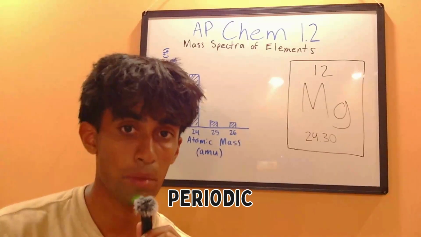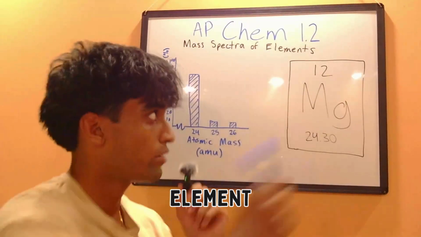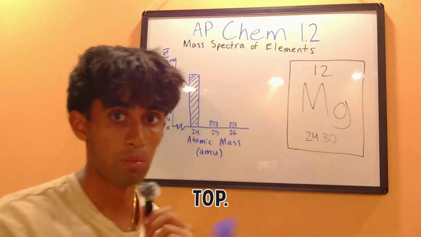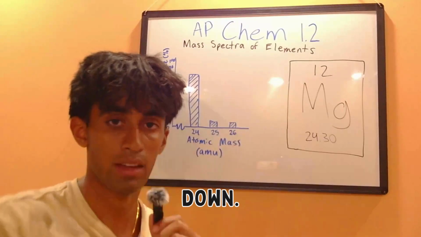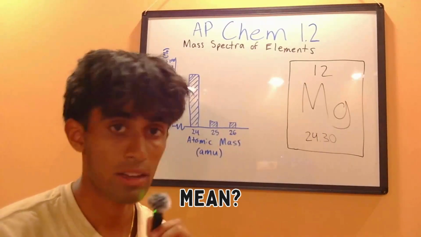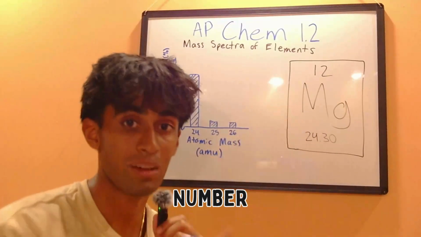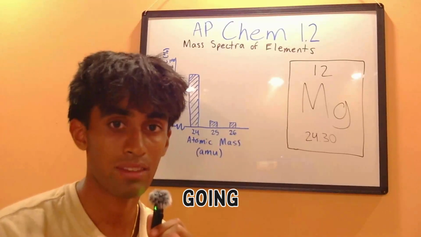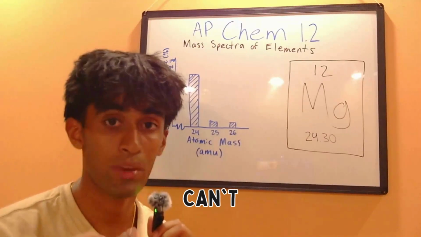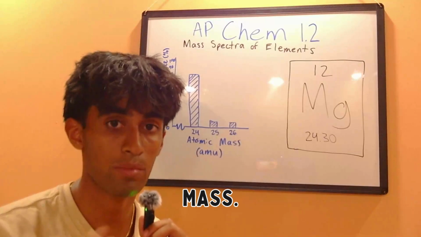So the next thing we need to understand is that the number of protons determines the element it is. As we notice on the periodic table, every element has a different number at the top, and they are in ascending order from left to right and then up to down. So what does this actually mean? This top number is the number of protons the element has, and if you change that number, then it's going to change the element. So we can't change the number of protons to change the mass.